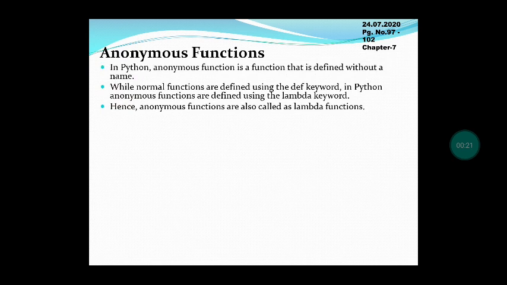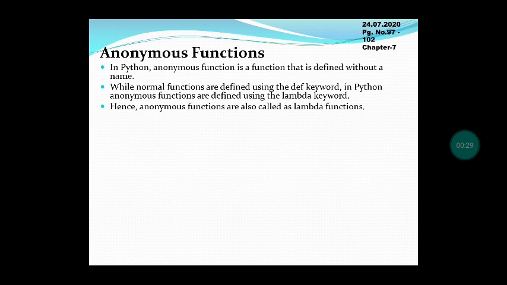Welcome students. Today we are going to see about anonymous function. This anonymous function is also called as lambda function. The function without a name is called anonymous function. These functions can be defined using the lambda keyword.